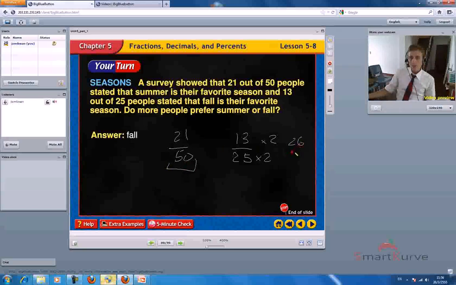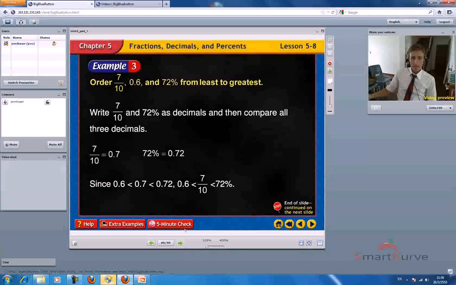A survey showed that 21 out of 50 people stated that summer is their favorite holiday. 13 out of 25 people stated that fall was their favorite holiday. Do more people prefer summer or fall? Well, 21 out of 50, 13 out of 25. The least common denominator will be 50. Multiply by 2. That gives us 21 out of 50, and 13 times 2 is 26 out of 50.